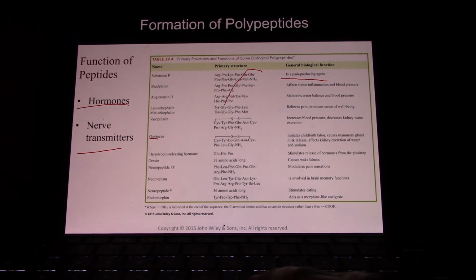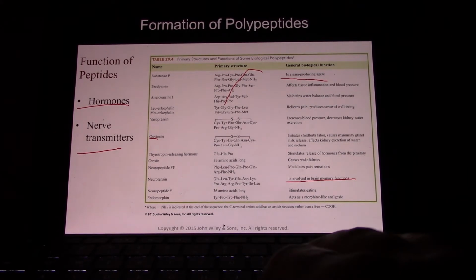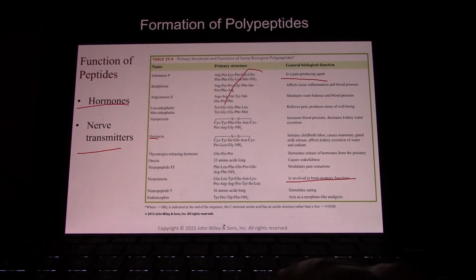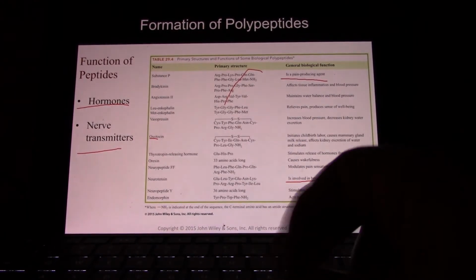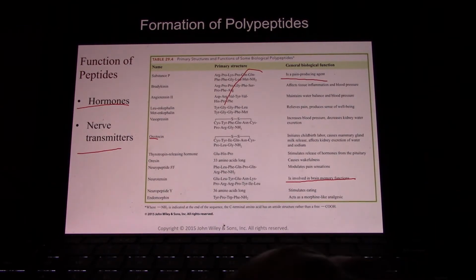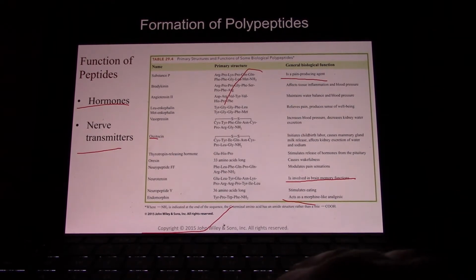We see thyrotropin releasing hormone. This stimulates the release of hormones from the pituitary gland. Orexin causes wakefulness. Neuropeptide FF modulates pain sensations. Neurotensin is involved in brain memory functions. It's not totally understood exactly how, but we can see it is definitely involved. Neuropeptide Y stimulates eating. Endomorphin acts as a morphine-like analgesic in the brain. And so again, peptides function in many, many different capacities, and a lot of them are hormones.